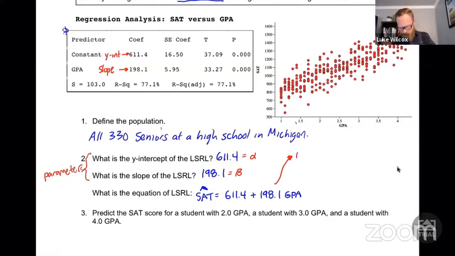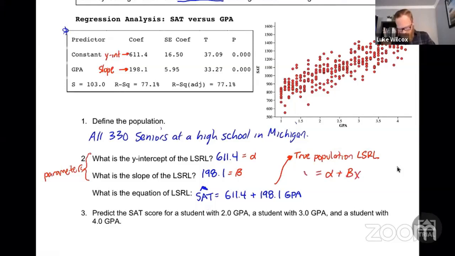So this is what's known as the true population LSRL, right? That is the true line of best fit for the entire population. And let me just remind you of this notation that we used here. It equals, we said, alpha plus beta x.